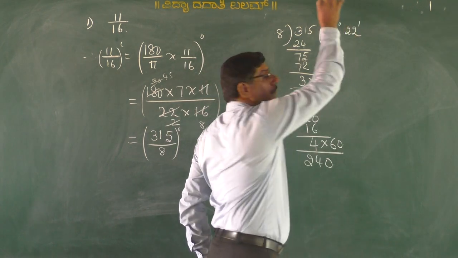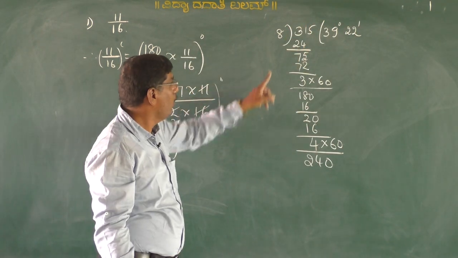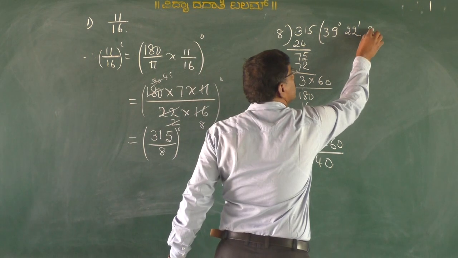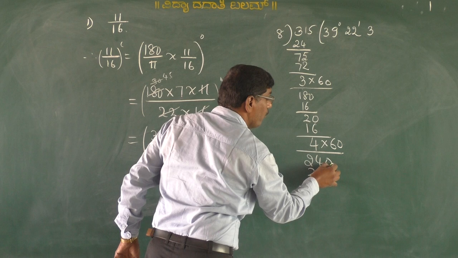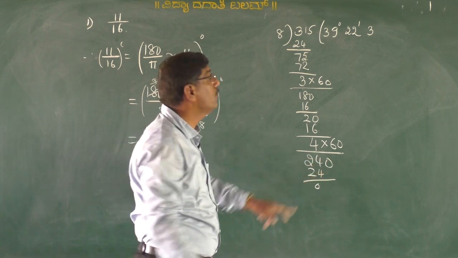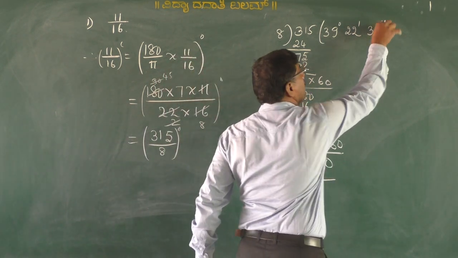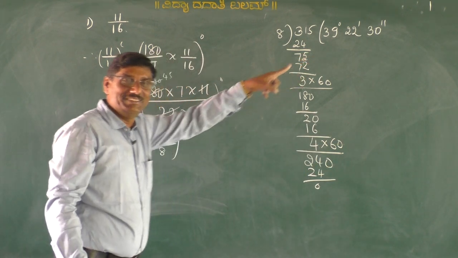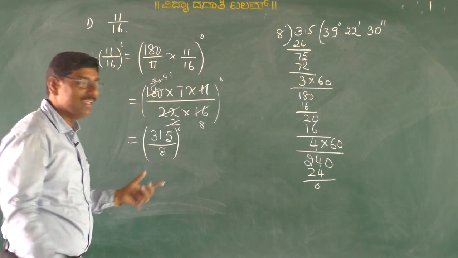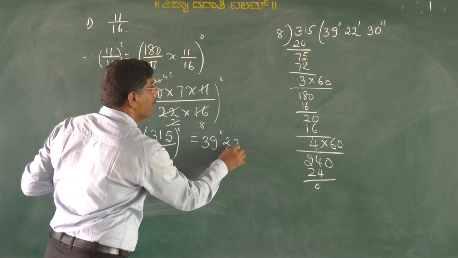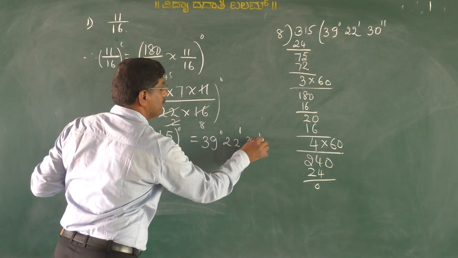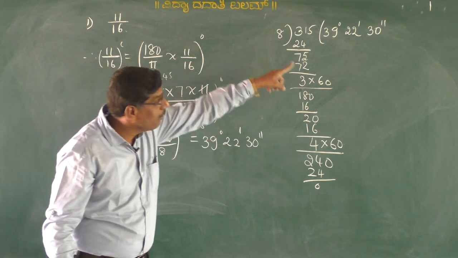That is ends with minutes. Now how much? 8 threes are 24. That is 0. Now we have to take this 0 here. That is in seconds. That is the result of this degree. This can be expressed as 39 degree, 22 minutes and 30 seconds. Are you understood? All of you.